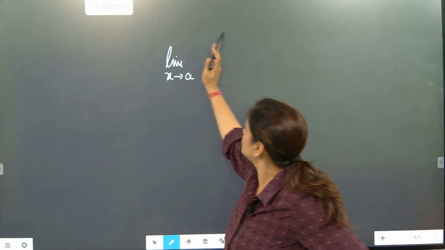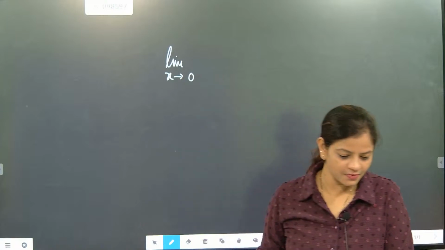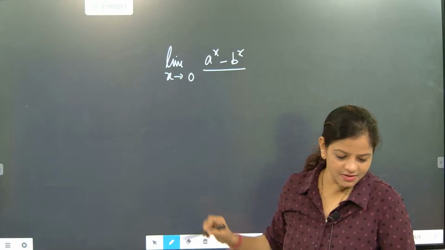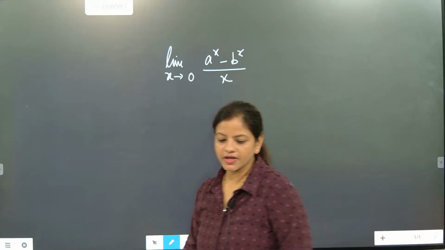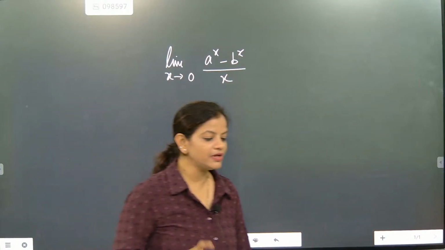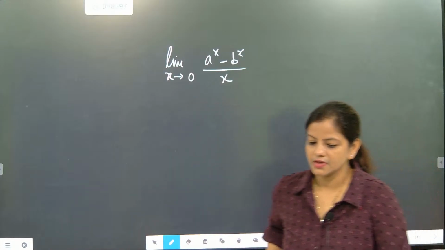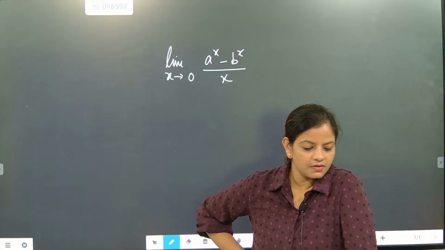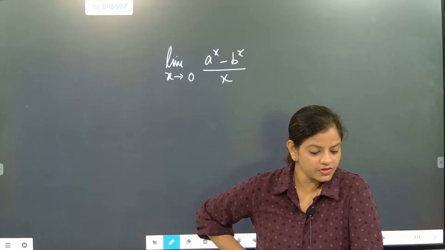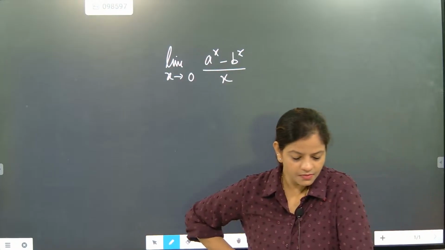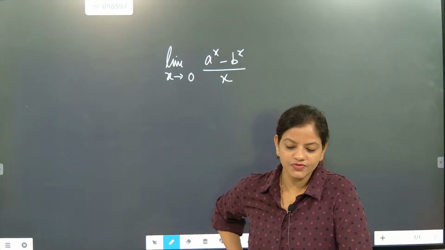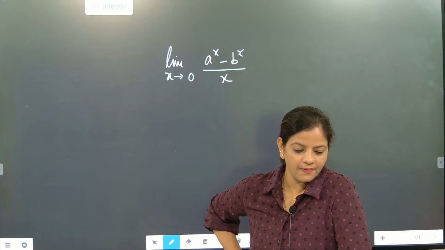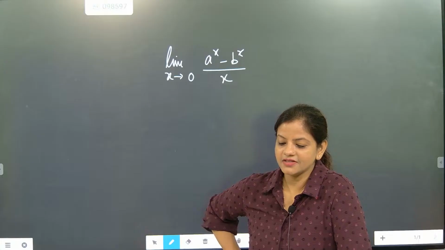Limit x tends to 0, a to the power x minus b to the power x by x. Try this question, because here it is dependent on the e to the power x section. Come on, go for it. Start solving the questions, please. Are you ready to take the challenge first? Nishika, take the challenge and solve this question.